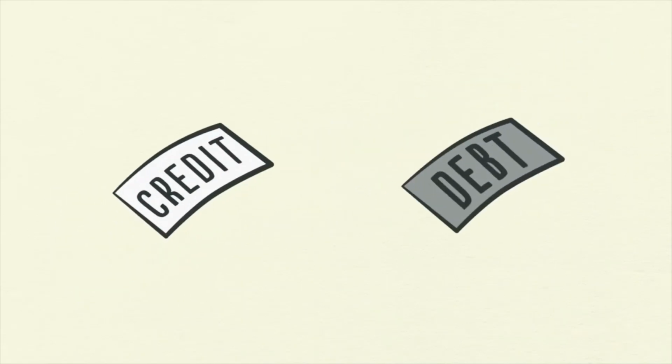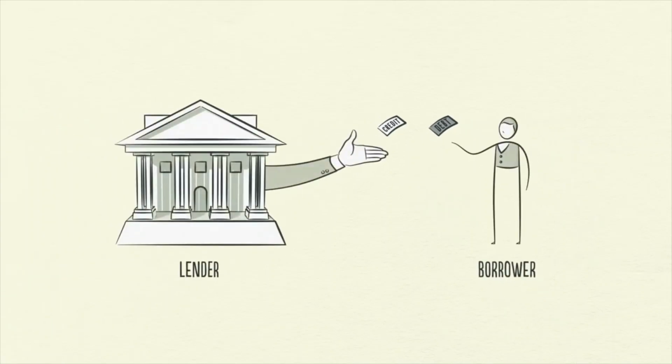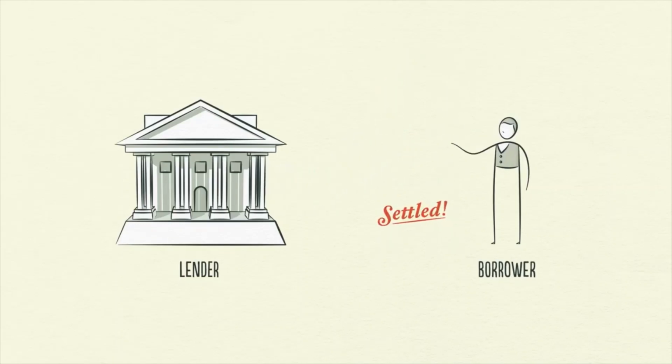As soon as credit is created, it immediately turns into debt. Debt is both an asset to the lender and a liability to the borrower. In the future, when the borrower repays the loan plus interest, the asset and the liability disappear and the transaction is settled. So why is credit so important?